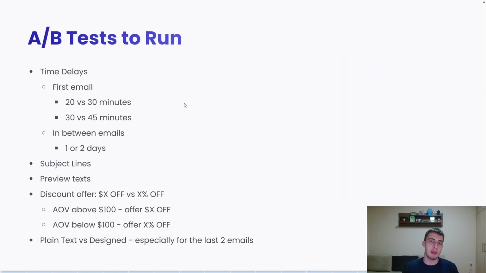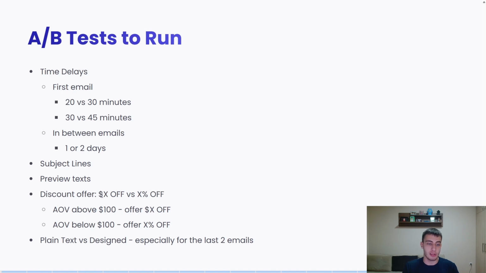So here's some A/B tests to run. So first of all, time delays, as I said, countless times in this video. So first email, 20 versus 30, 30 versus 45, 45 versus 60, whatever. You're going to test all of that out. And then in between emails, so 1 or 2 days, you can probably add even more, but this is probably going to be the best one because if you do 3 days, people are going to forget basically. Then subject lines, obviously, preview text, again, super simple stuff.